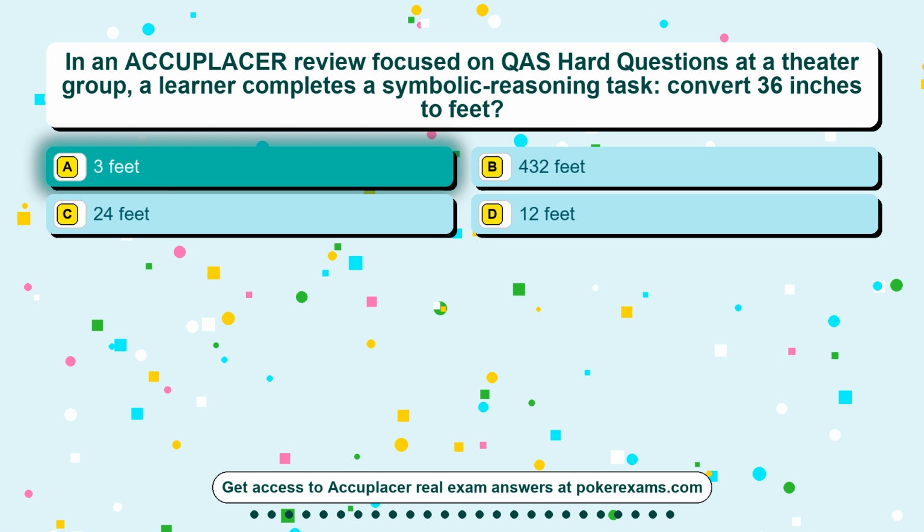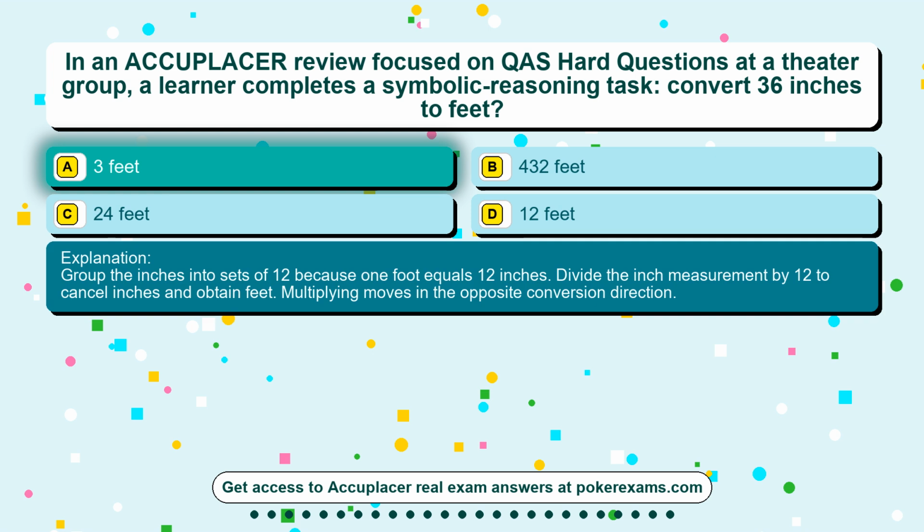The correct answer is option A, 3 feet. Group the inches into sets of 12 because 1 foot equals 12 inches. Divide the inch measurement by 12 to cancel inches and obtain feet. Multiplying moves in the opposite conversion direction.